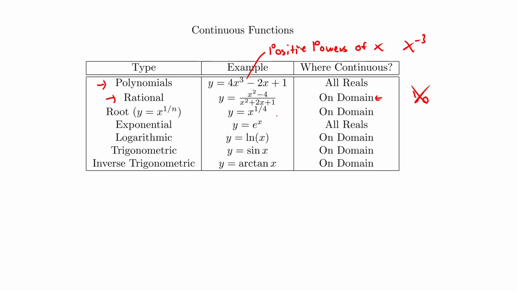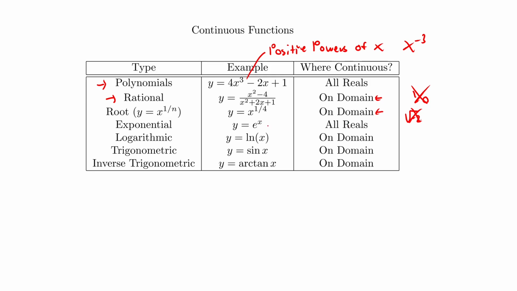Roots are also continuous. Root functions, anything x to the 1 over n, are going to be continuous on the domain. Taking square roots of negative numbers will give you a complex number, and we don't want complex numbers here. So that would be a place that isn't in the domain. Remember, the domain is everything where the function is defined, not the places where it's undefined.